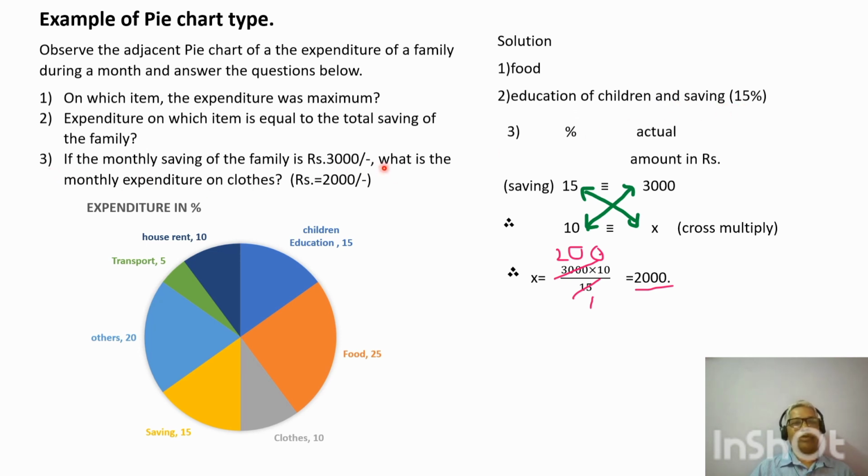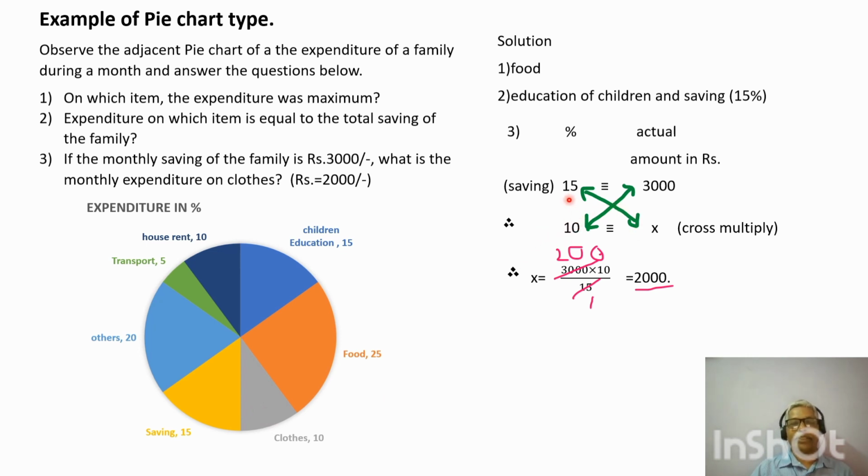The third one is very important, and you should read it. If the monthly saving of a family is 3000 rupees, what is the monthly expenditure on clothes? Saving is 15%. This is given in percentage, and here it is given in rupees, so we convert it like this. We write percentage on this side, actual amount in rupees on this side. Saving is 15%, which corresponds to 3000. Then we are asked what the expenditure on clothes is. Clothes is 10%.